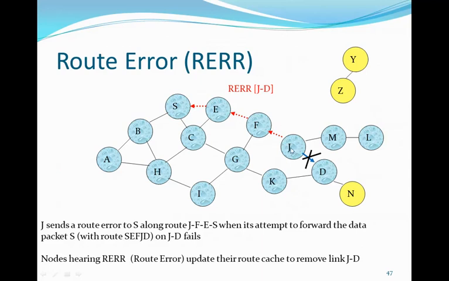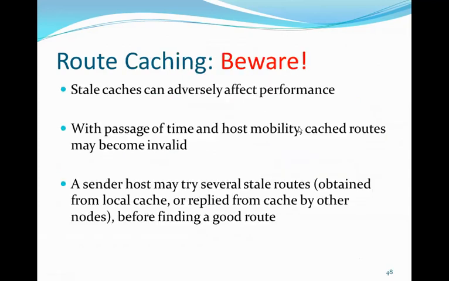And another process is that it also starts working to repair this error. Therefore, all nodes J, F, E, and H which hear about this route error will update their cache as well. And they will remove the J to D link as it is down from their cache. Otherwise, if they still keep this information, then that will be outdated information and it can misguide all the other nodes inside the network. So look at this, the stale cache can adversely affect the network performance. Stale cache means that you are saving outdated information: as the link from J to D is now down, it is not available, and you still store that information inside your cache.